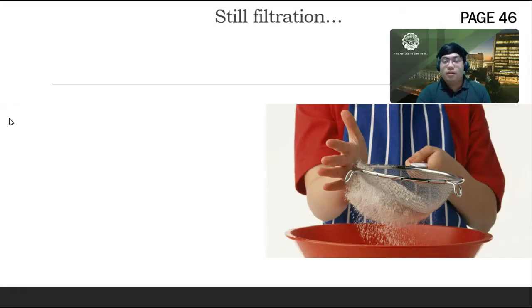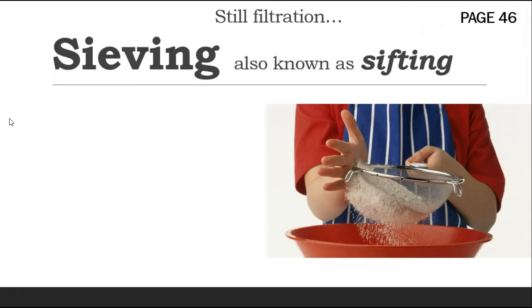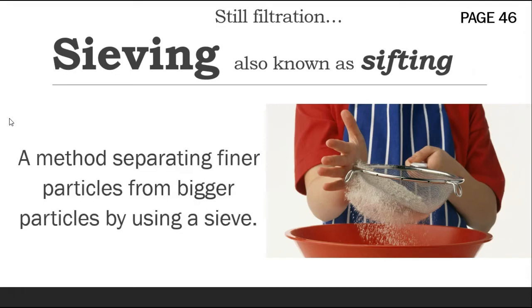Now we're still going to talk about this part as filtration. Sieving is also known as sifting. We're still part of filtration. Sieving is a method of separating finer particles from bigger particles by using a sieve. It is like filtration that uses a sieve or mesh strainer instead of a filter paper.